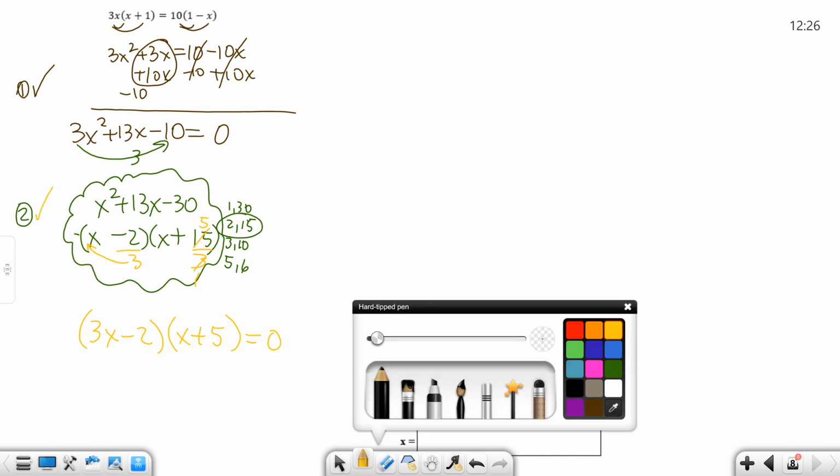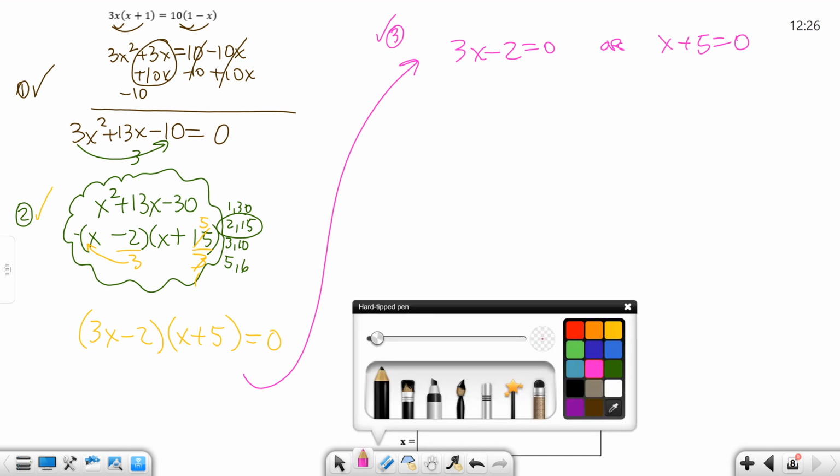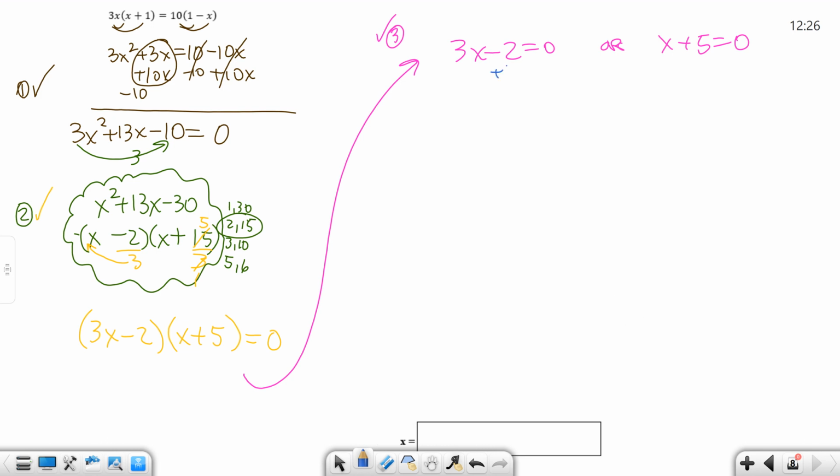So that one, step 1 was pretty long. Step 2 was pretty long. Now what is step 3? Let's bring this up here. Step 3 is to take 3x minus 2 equal to 0 or x plus 5 equal to 0, right? So all step 3 is just to say, hey, let's take both or all those things. In this case, it's just both and set them equal to 0. And then finally, step 4 is to solve each one of these.